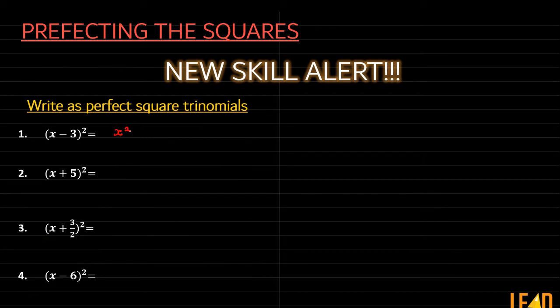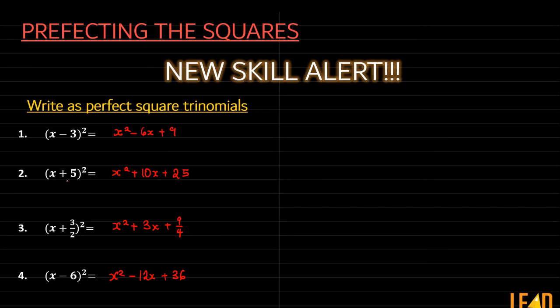This was x squared minus 6x plus 9. This was x squared plus 10x plus 25. This was x squared plus 3x, I think that was plus 9 over 4. And this was x squared minus 12x plus 36. Okay, so these were the answers we got, and these are the same thing. This one and this one are the exact same thing. They're just expressed in different forms.